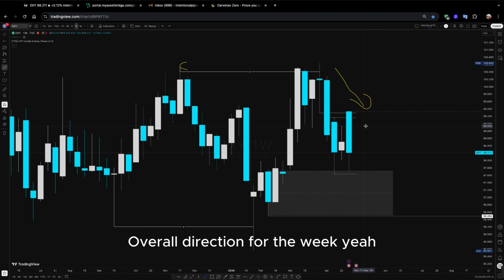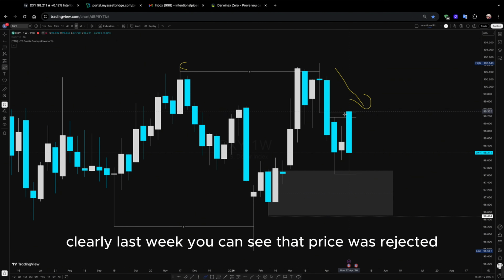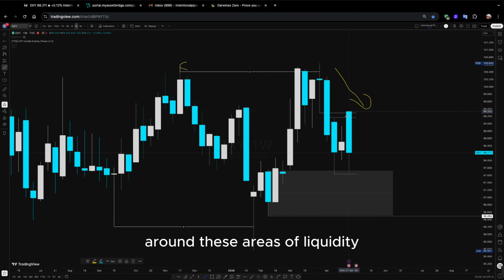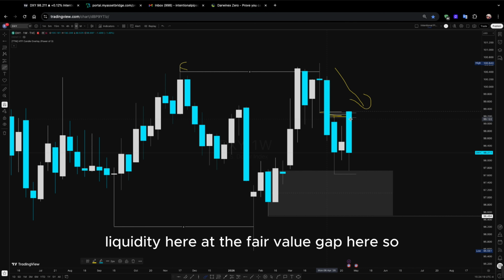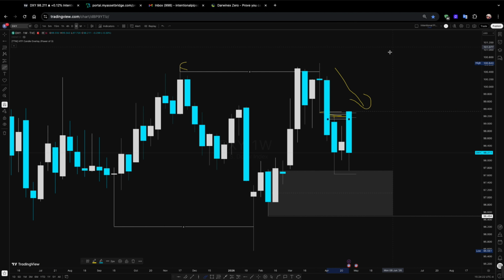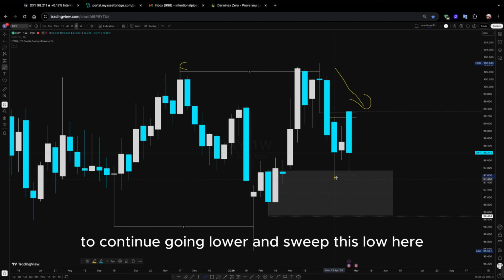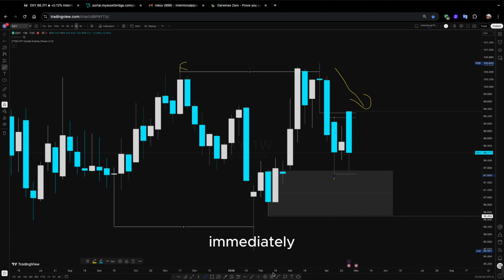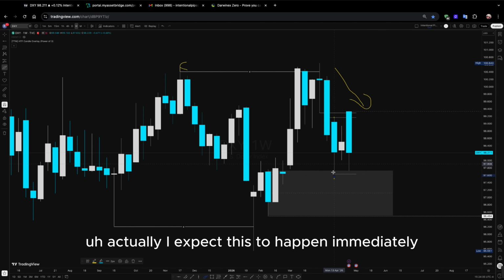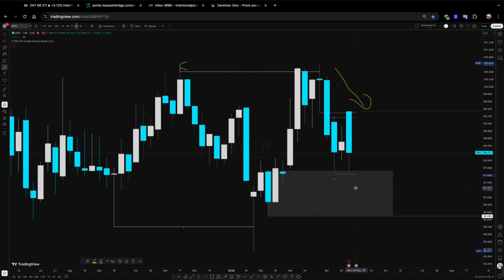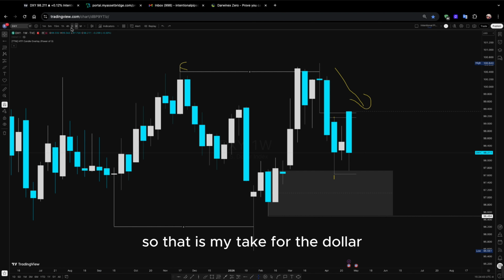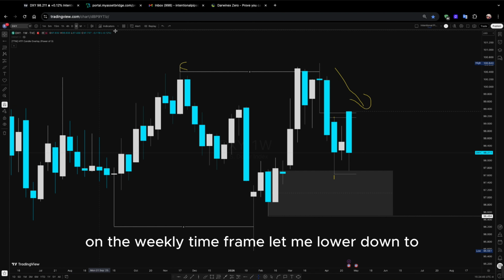Overall direction for the week. Clearly last week you can see that price was rejected around these areas of liquidity here at the fair value gap here. So what I'm interested to see this week is price to continue going lower and sweep this low here immediately. Actually, I expect this to happen immediately early this week. So that is my take for the dollar on the weekly time frame.